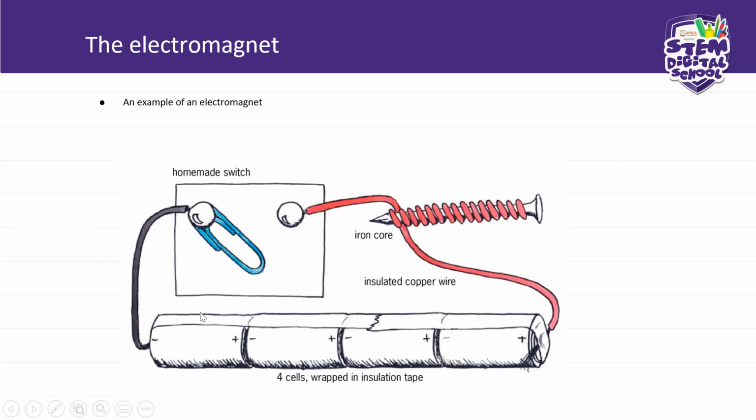So there's your battery with insulation tape, holding all the cells together. These are D cells. There's your electromagnet, the soft core, the nail soft core with the electric wire wound around it, and it is connected to the switch. This is how you make your electromagnet.